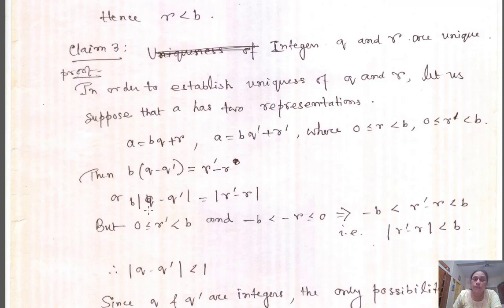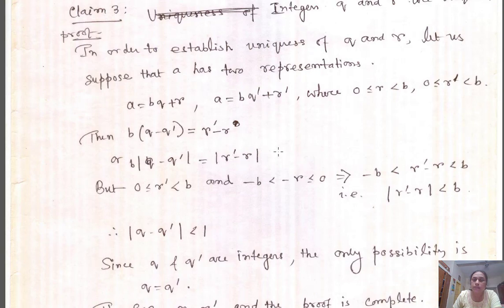From here I can argue that since R prime is within this range, and R within this range, minus R lies between minus B and 0. Then R prime minus R lies between minus B and plus B. That means the absolute value of R prime minus R is less than B. So B times the absolute value of Q minus Q prime is less than B. Okay, so the absolute value of Q minus Q prime is less than 1.